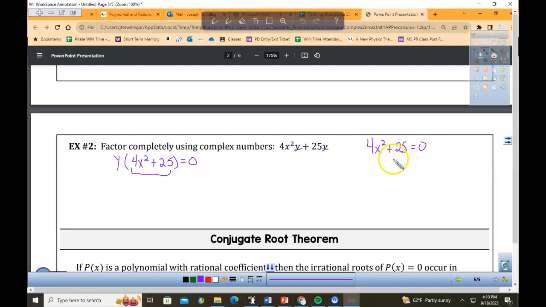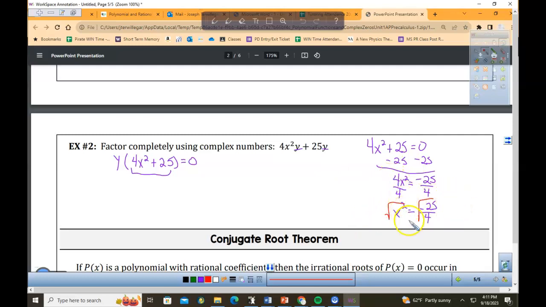Now how did I get rid of that 25? Yeah, subtract it from both sides. So I get 4x squared equals negative 25. How do I get rid of the 4? Divide it. So I get x squared equals negative 25 over 4. All right, last step there, my pre-calc homies. How do I get rid of a square? Square root it.